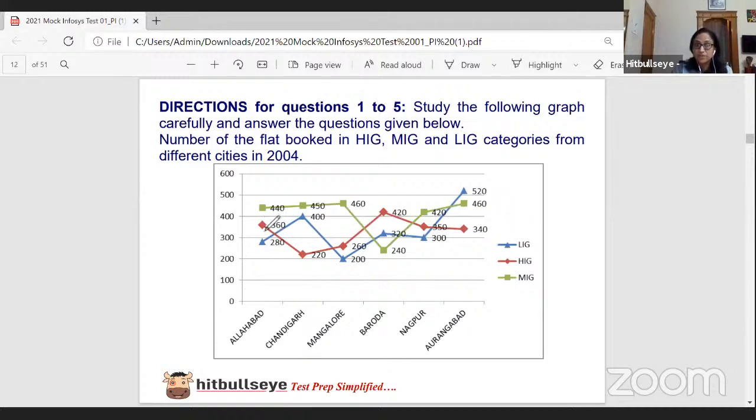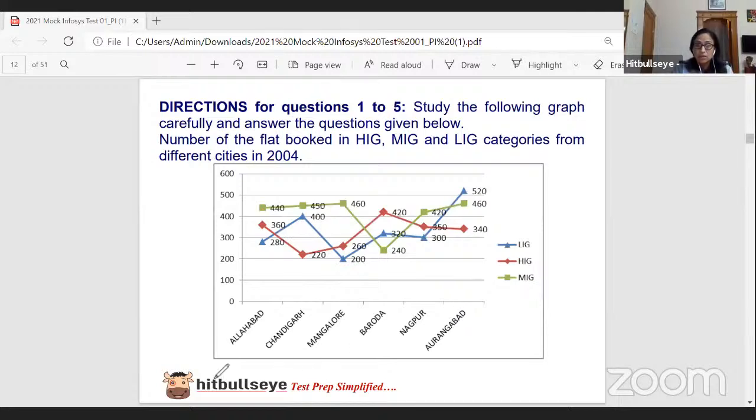So the first three dots are obviously corresponding to Allahabad. Then the next three are corresponding to Chandigarh, then for Mangalore, Baroda, Nagpur, and Aurangabad. Please remember the colors are very important. So the blue color is for LIG, red is for HIG, and green is for MIG, so that you don't make a mistake in reading the values.